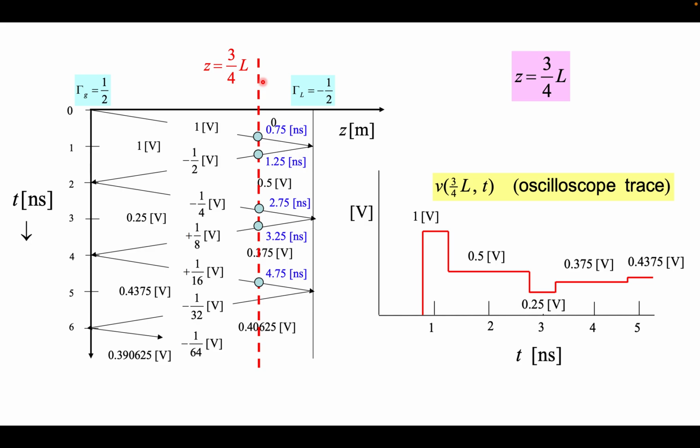Now you know the transit time is 1 nanosecond to reach the voltage from the starting to the end point, right? But if I ask you how much time it will take to reach 3L by 4, it will be 0.75 nanosecond. So from 0 to 0.75 nanosecond there will be 0 volt, nothing will come to z is equal to 3L by 4 because your wave has not reached there. At 0.75 nanosecond, as I told you, you will have 1 volt.